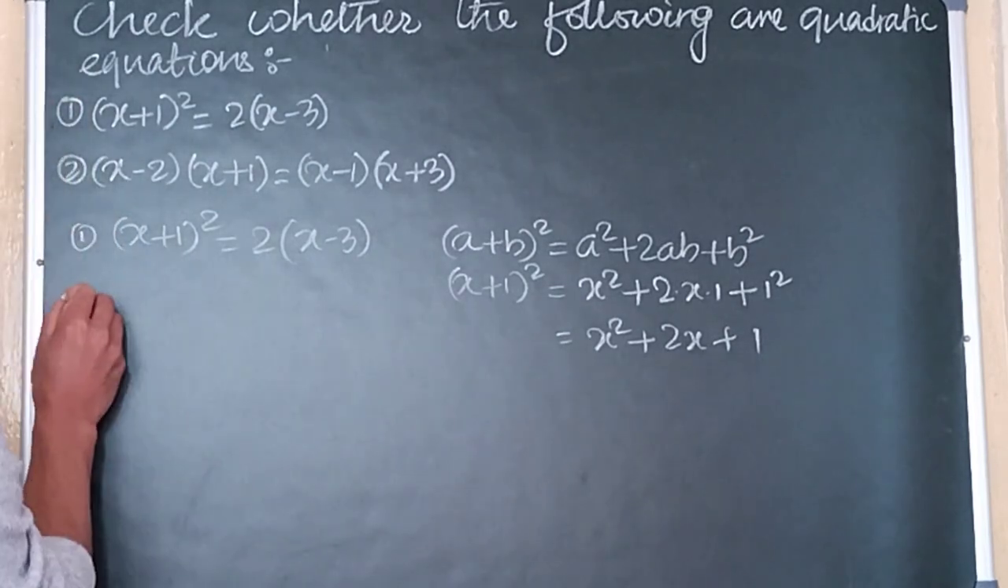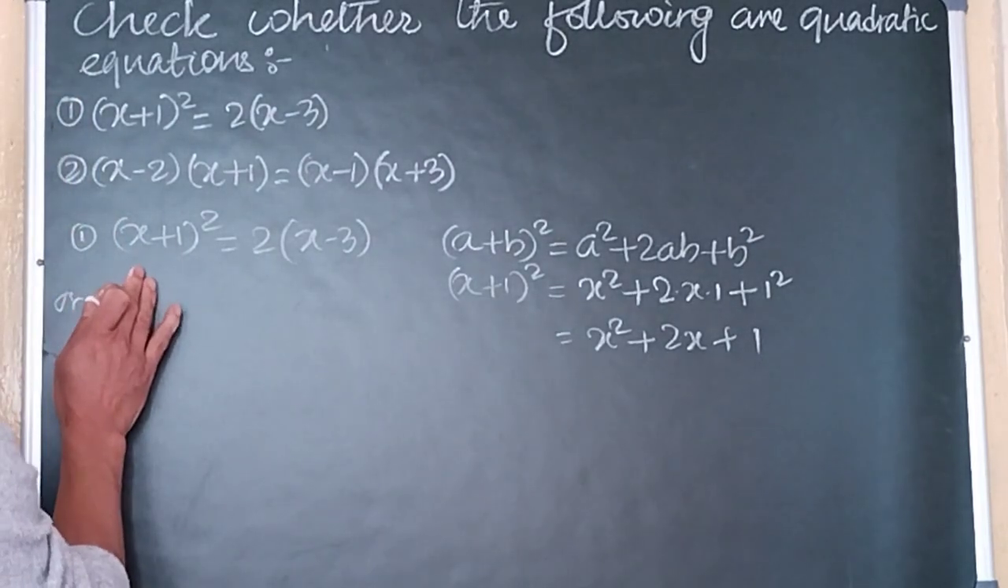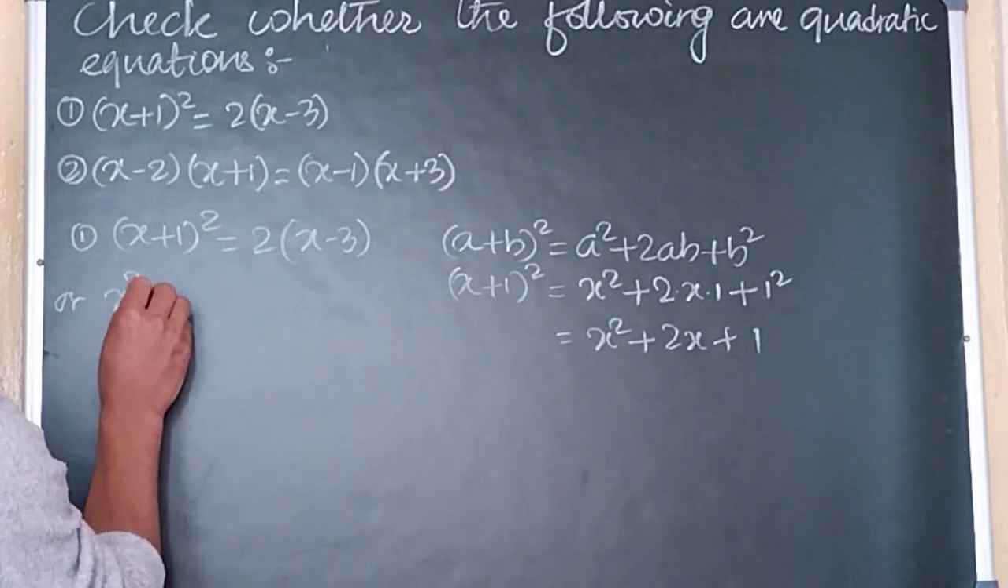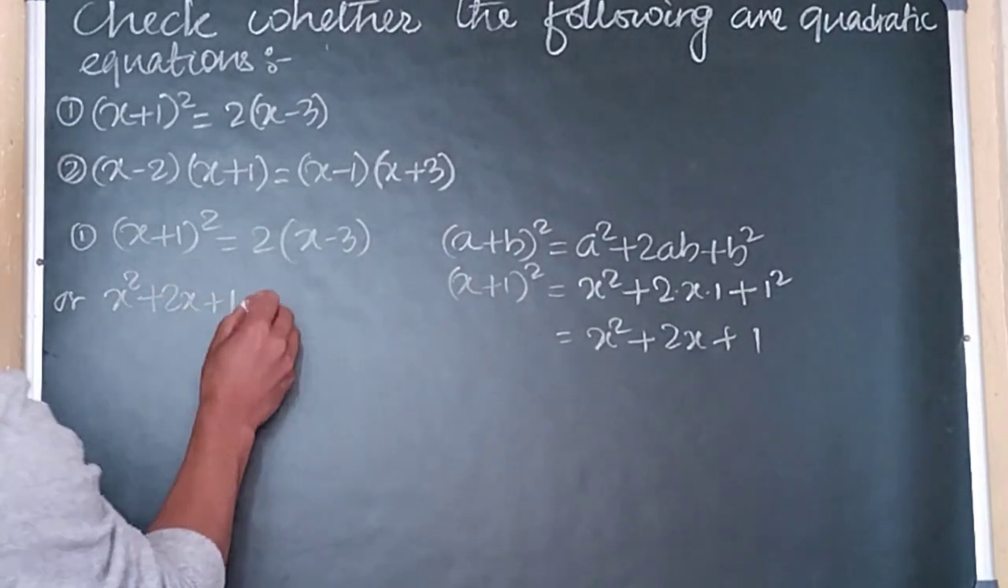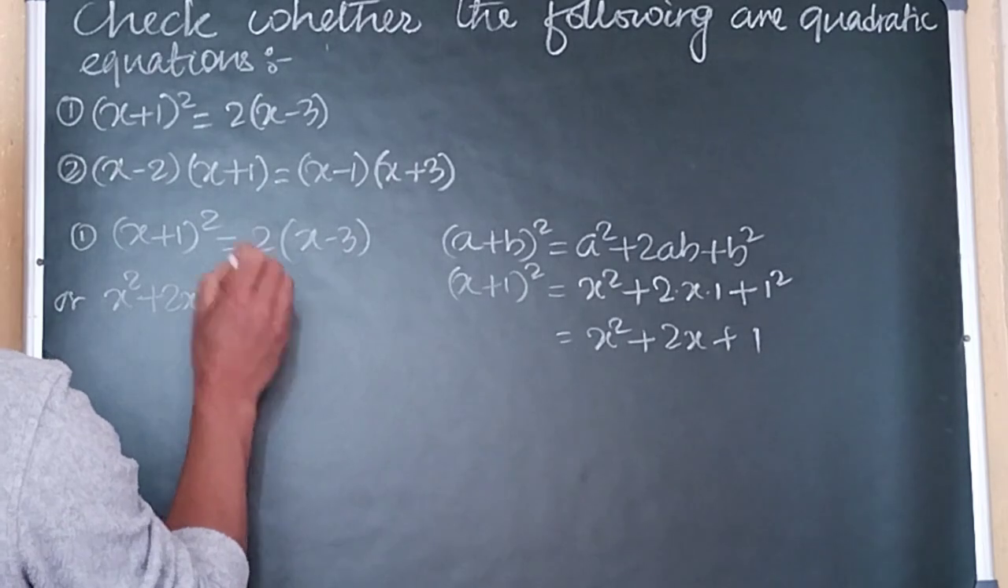So this left hand side can be written as, you can do it directly here also, x square plus 2x plus 1. Now on the right hand side, you have to open this bracket with 2.